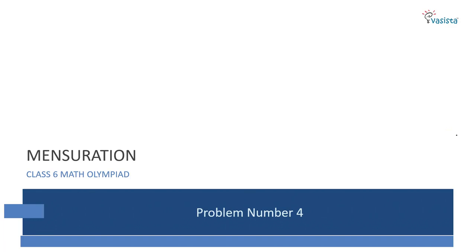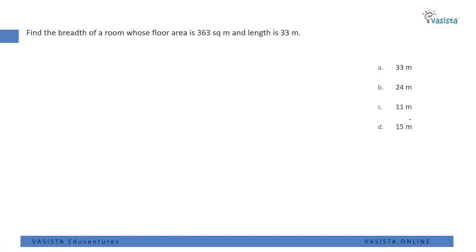Fine, let me go with the fourth problem. Right here, find the breadth of a room whose floor area is 363 square meter and length is 33 meter. So here we need to find the breadth of a room. Right, so let us check out here. So this is length as well as breadth.